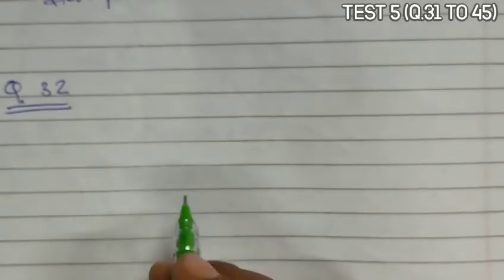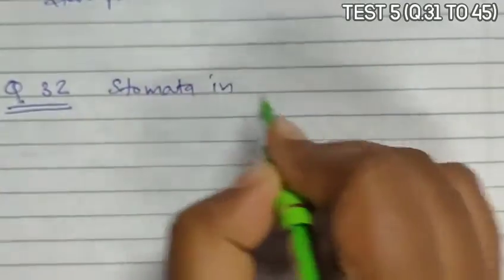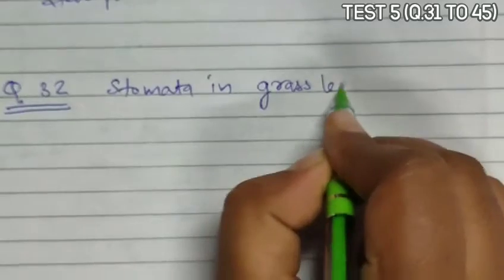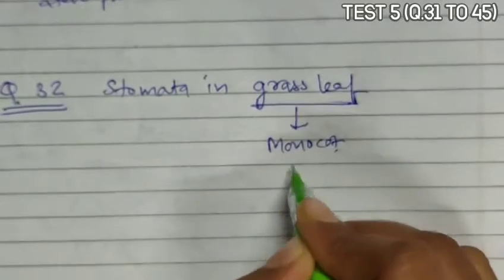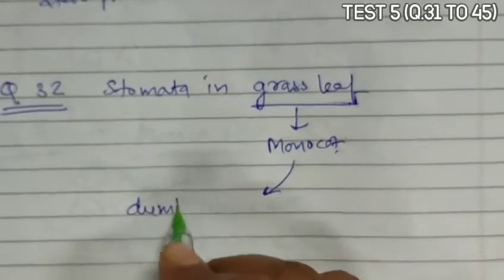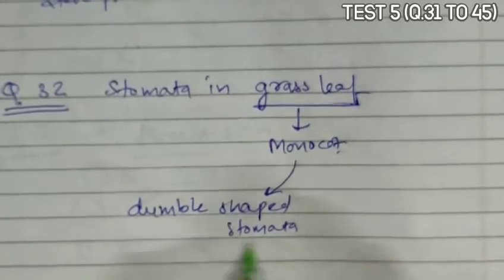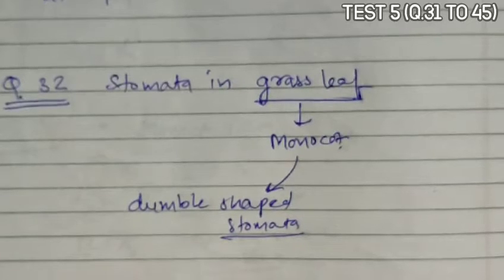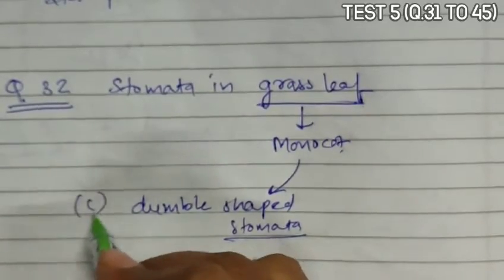Next is question 32. Question 32 asks, stomata in grass leaf is. Now grass is a monocot, and in monocot you will find the presence of dumbbell shaped stomata. So if dumbbell shaped stomata are there, the option C becomes correct.